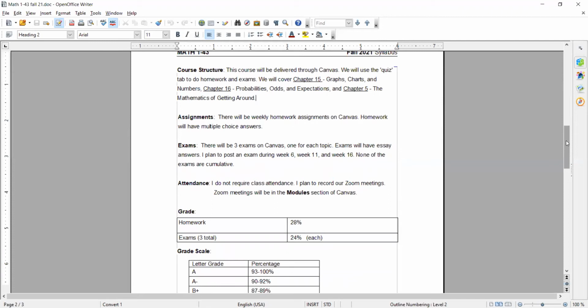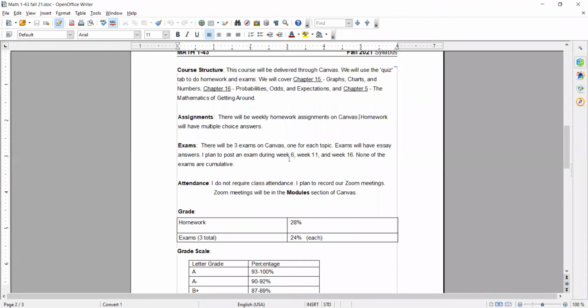So there will be weekly homework, but you have no homework this week. I'll post the first homework next week on Tuesday, and then it will be due the following week. We'll probably do 3 homeworks for every topic, 3 homeworks, then an exam, 3 more homeworks and an exam, the last 3 homeworks, and the last exam.